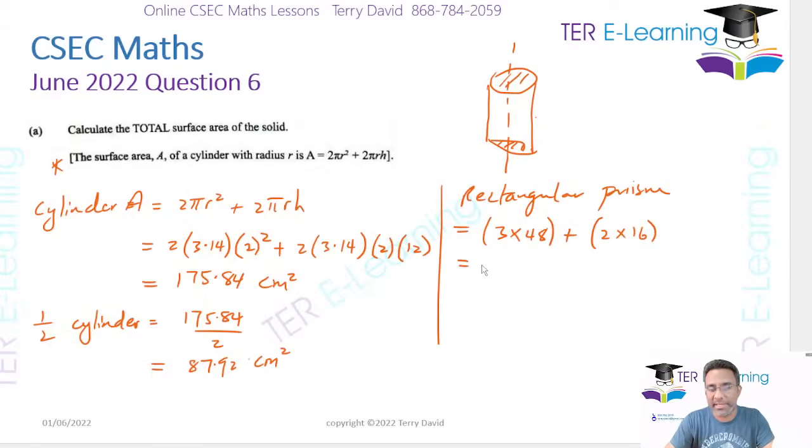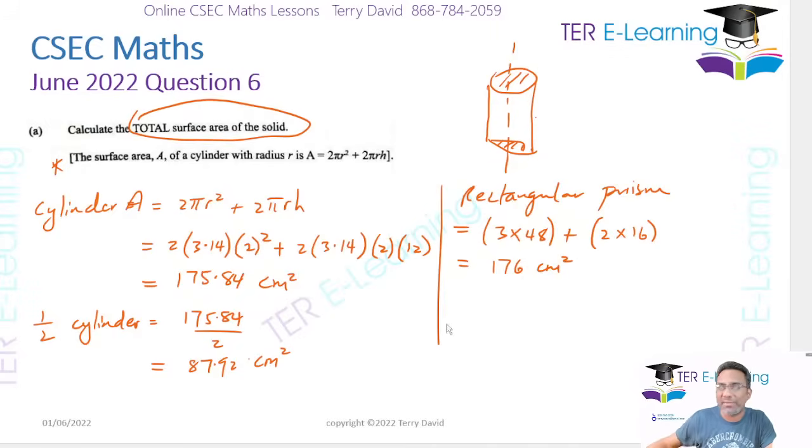Right? So it's very easy to make a mistake here, yes? 3 by 48 plus brackets 2 by 16, close brackets, and I'm getting 176, right? Cm squared. But they wanted you to work out the total surface area of the solid.